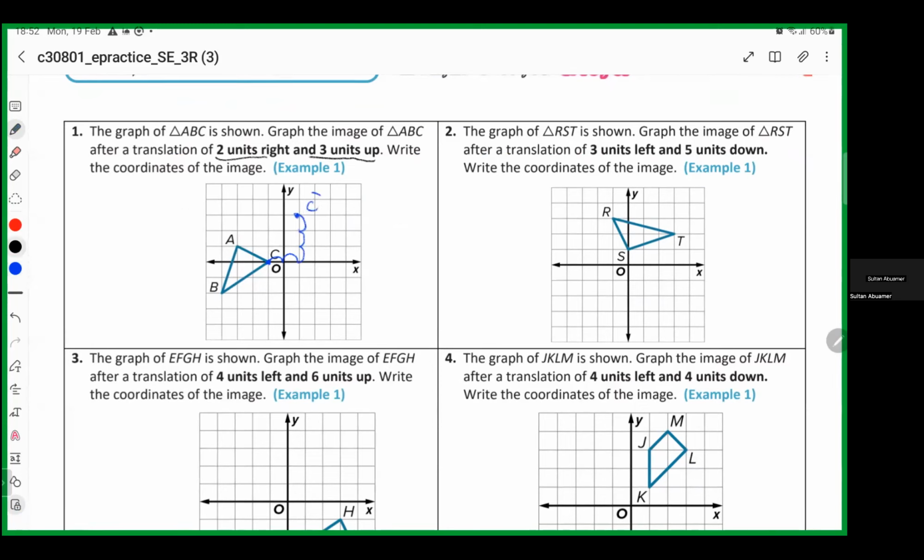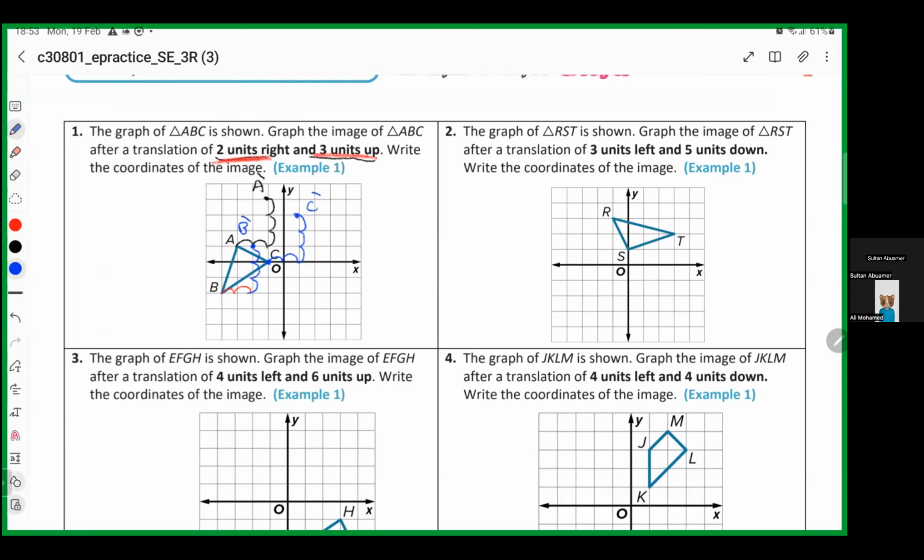The same thing here for A. 2 units right and 3 up. 1, 2 right and 1, 2, 3 up. So this is the A prime. Very good. Where is the B prime, Khaldun? The same idea. 2 units right, 3 units up. 1, 2, and how many up? 1, 2, 3. Very good. So this is the B prime.